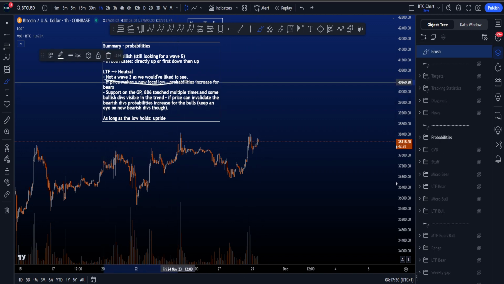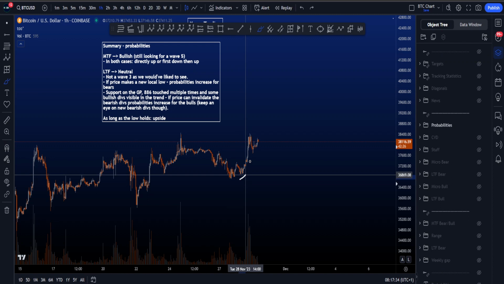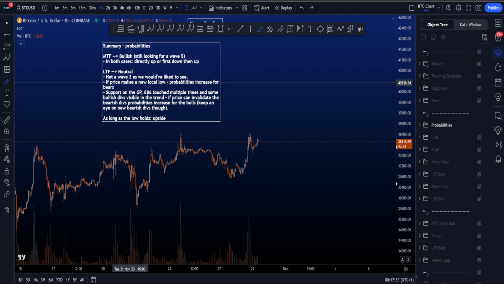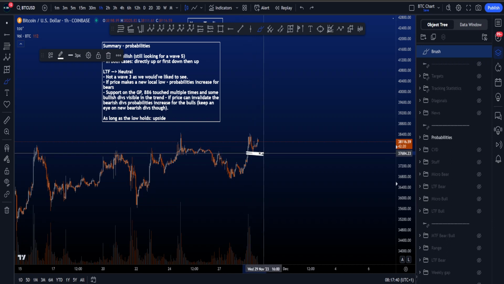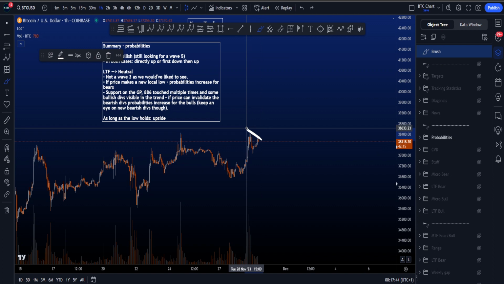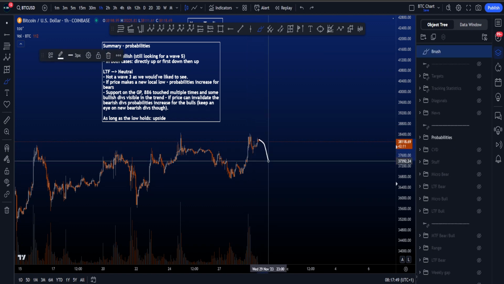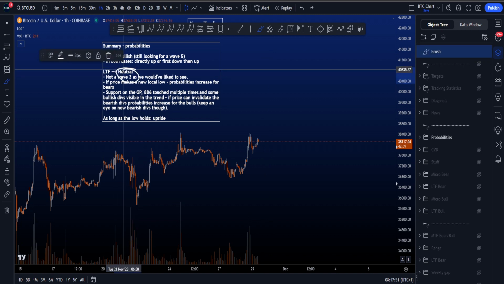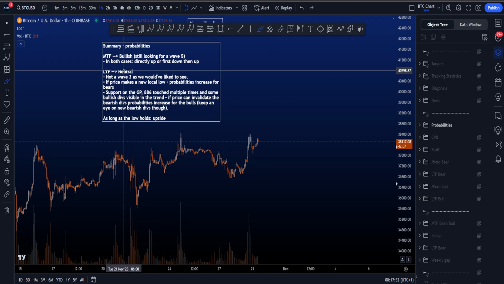We don't really have a nice wave 3 to the upside as we would like to see over here structure wise. If price makes a new low over here, then the probabilities will surely increase for a move down. The fact that we already just now spotted the bearish CVD divergences here also increases probabilities to move to the downside. So that is why neutral, but slightly bearish, right? Probabilities increasing for the bearish side.